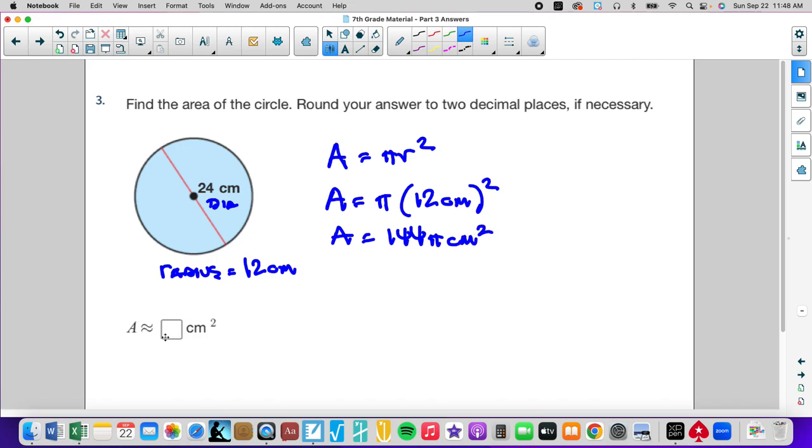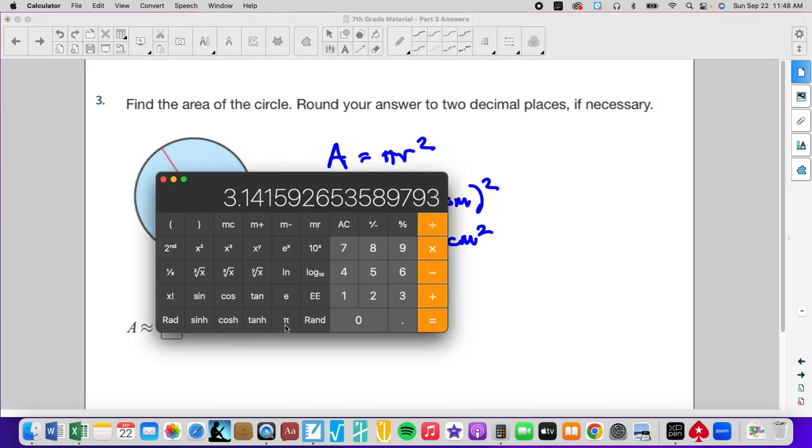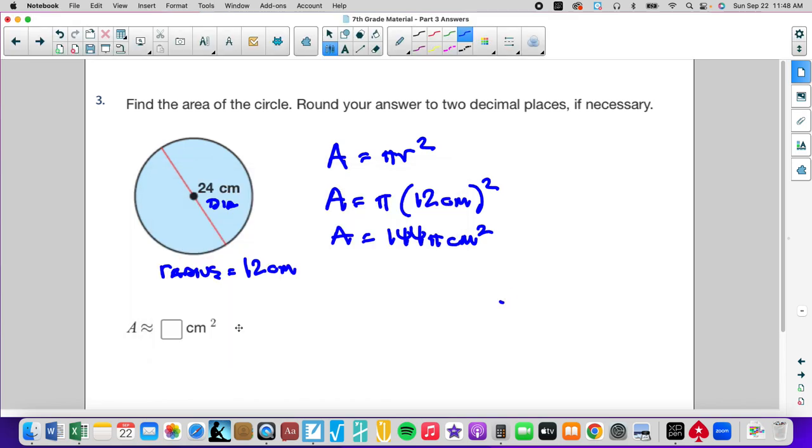Now, I wonder if they allowed you to write 144 pi. But knowing that we would want to use the calculator, we would do pi times 144, and that would give us 452.389, and it would lead us to believe that we would have to round that to 452.39. So I would assume, since I got number 2 wrong because I used my 3.14 value, that 452.39 centimeters squared would be the correct answer.